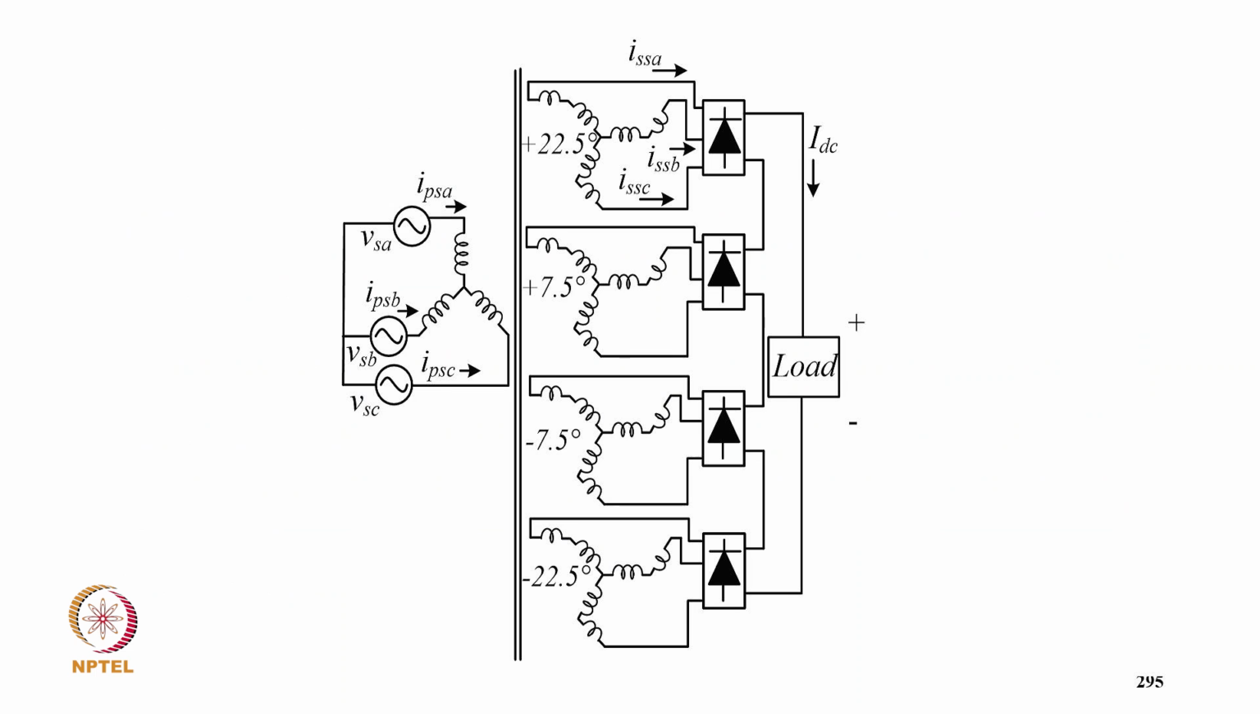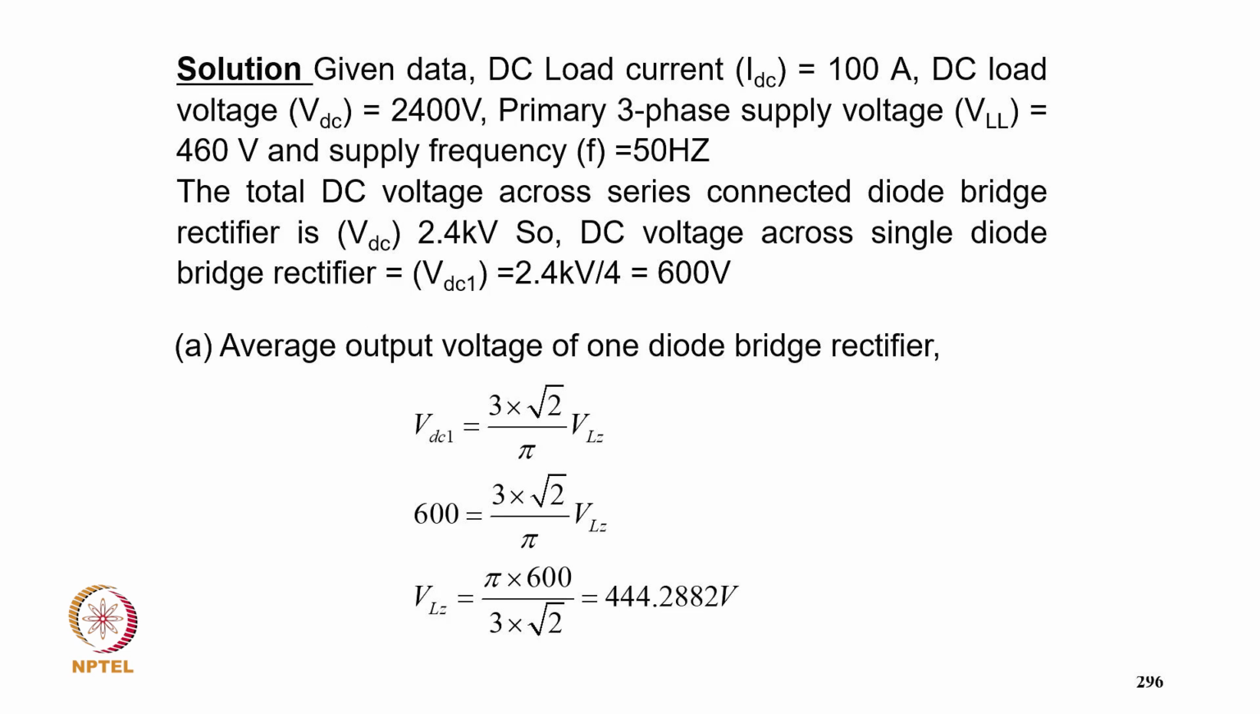Now this is just a typical 24 pulse converter with a zigzag. You get a phase shift of 15 degree from plus minus 7.5 and plus minus 22.5, and all diode bridges are connected in series, so that removes the need for interface transformers. So coming to the solution, given that DC load current is 100 ampere, DC link voltage is 2400 volt, primary 3-phase voltage 460 volt, and frequency 50 Hz. The total DC voltage across the series connected diode bridge rectifiers is 2.4 kilovolt.